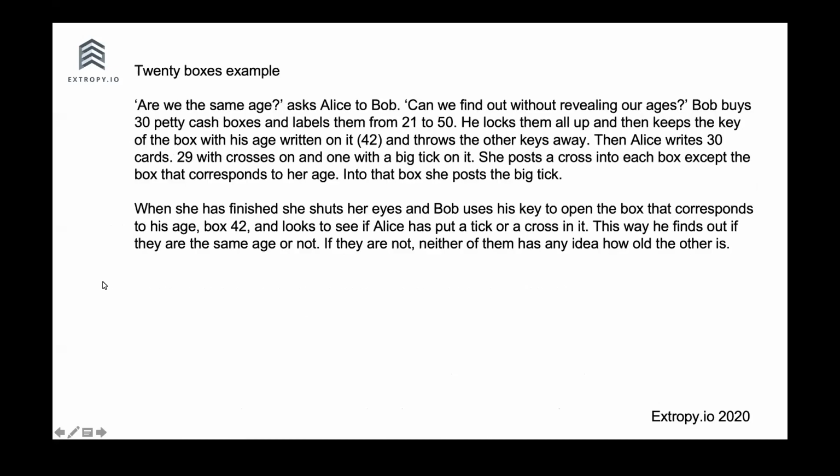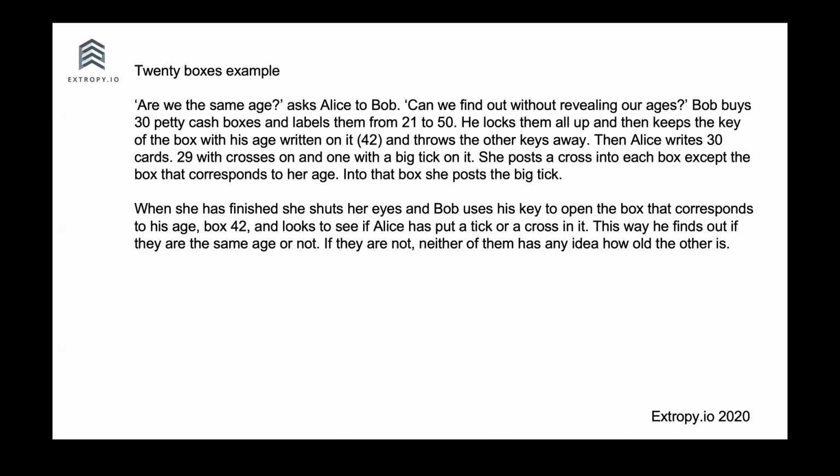Another example, the 20 boxes example, is about two people who want to see if they're the same age, but without actually telling each other what their ages are. And the way they do this is to have a number of boxes, petty cash boxes here, but you just need a box with a hole in it so you can put in a sticker.